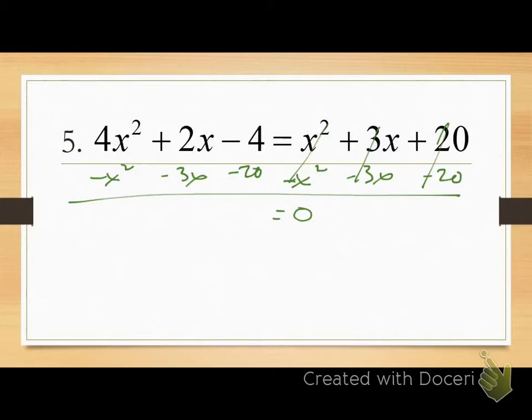And then we combine our like terms. 4x squared minus x squared is 3x squared. 2x and negative 3x is negative x minus 24. And now we're ready to start factoring. Greatest common factor, there's not one. We can't use the square root method because there's a b. And so we factor.